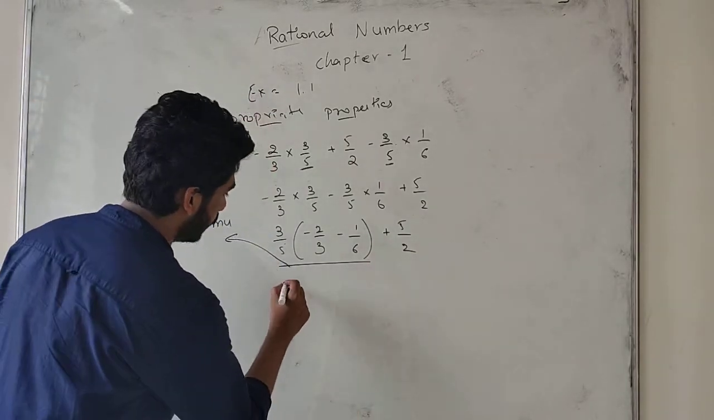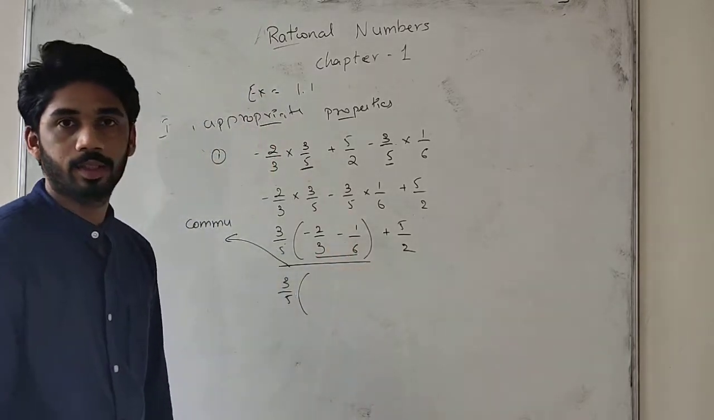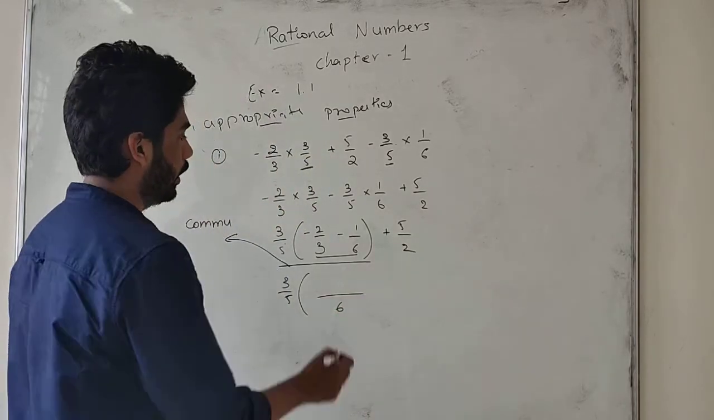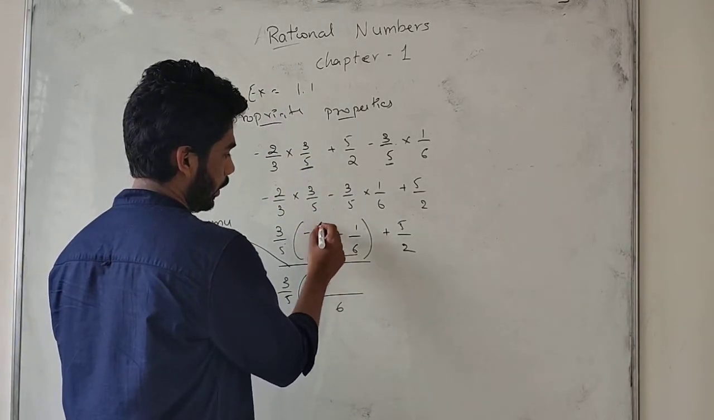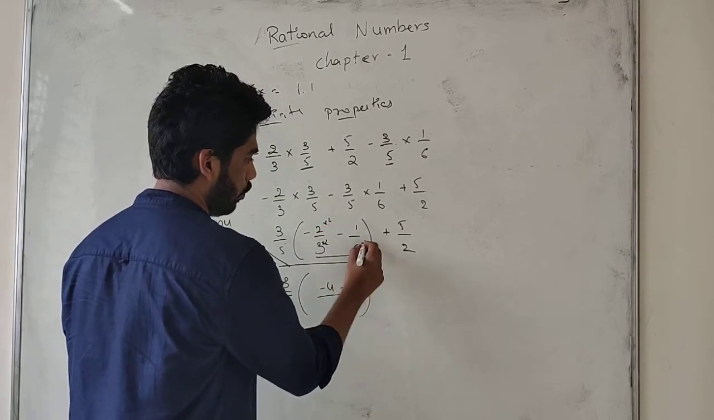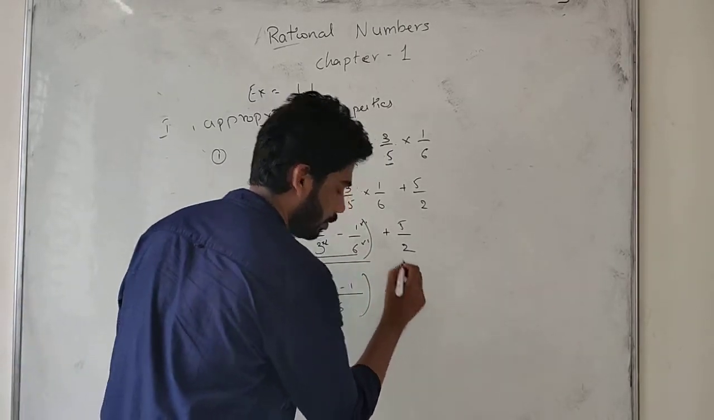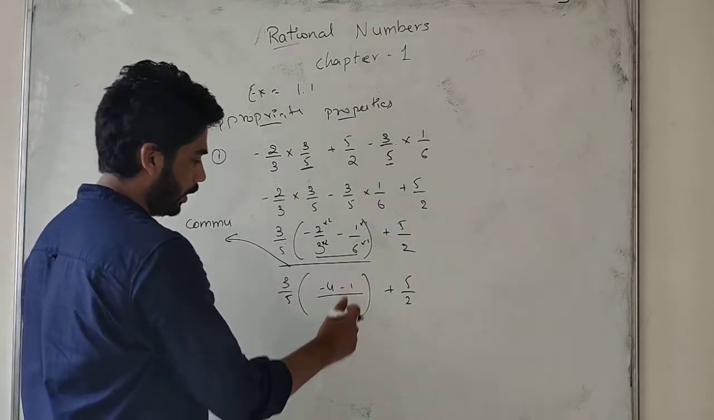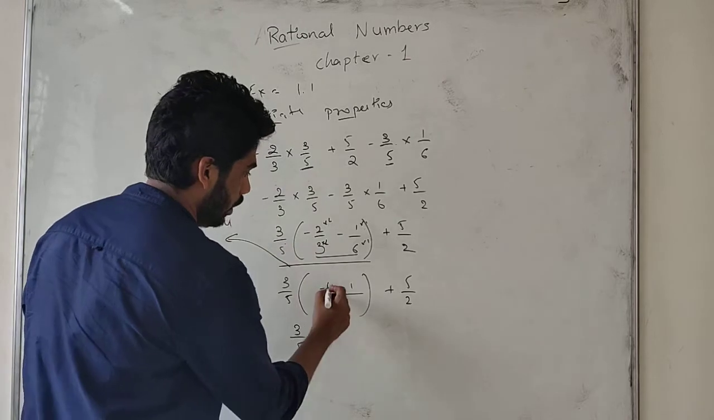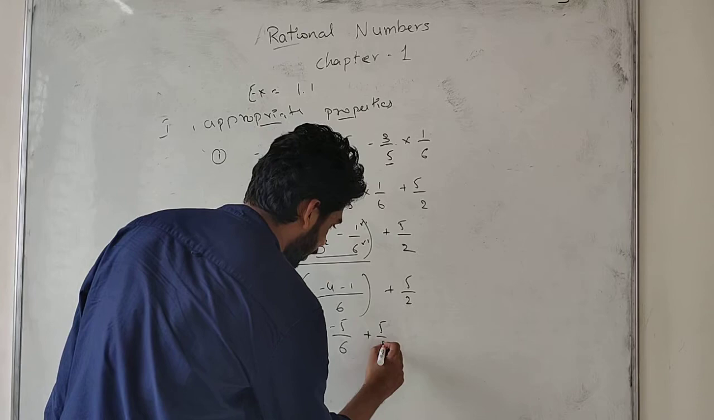Further, if we solve this, we will get 3 by 5 and take the LCM of 3 and 6. The LCM will be 6. After that, 6 divided by 3 is 2, so multiply by 2 and we will get minus 4, and minus 1 is 6 into 1, plus 5 by 2. After solving it, we will get 3 by 5 into minus 4 minus 1, which is minus 5 by 6, plus 5 by 2.